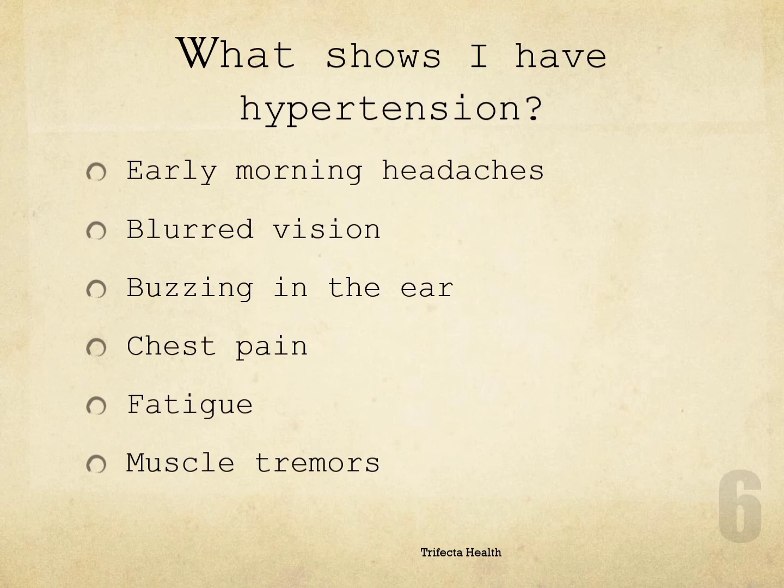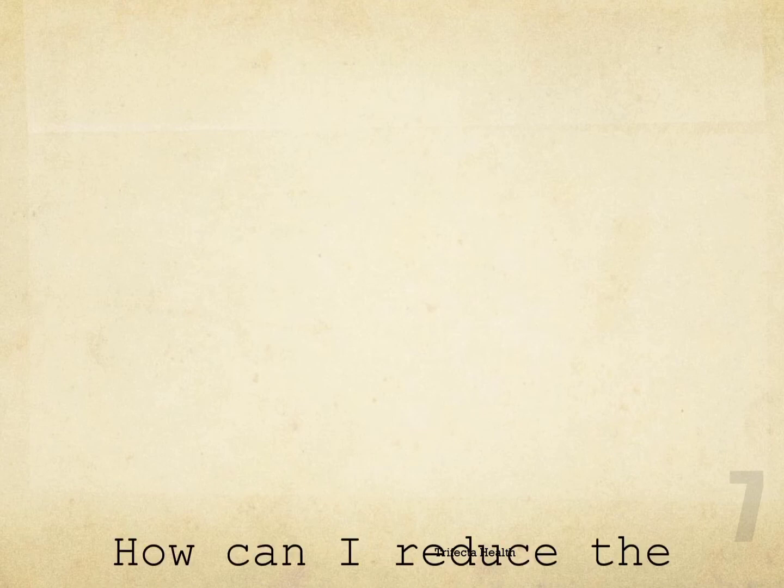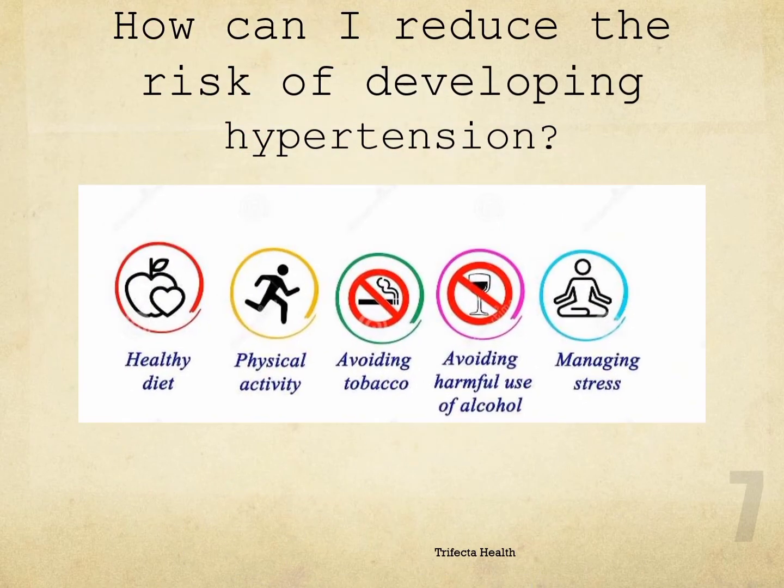Now, finally, let's look at how we could prevent ourselves or reduce our risk of developing hypertension. Now, the first we will talk about is a healthy diet. And when we say a healthy diet, we are saying eat a well-balanced diet with fruits, with vegetables, with all the necessary nutrients in their correct proportion.